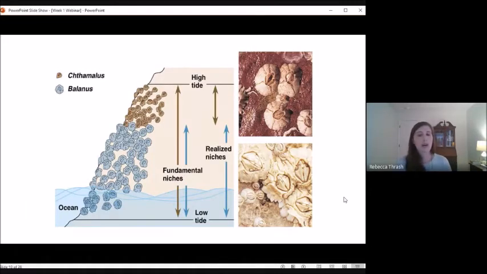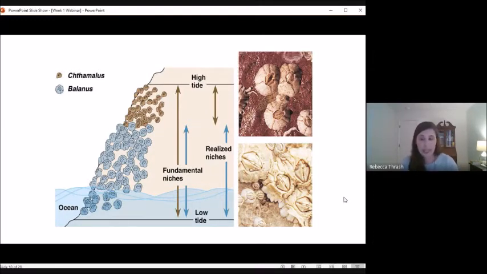So when we talk about a niche, that's just the where and the what they're doing, but, like with the range of tolerance, there is also the theoretical reach of a species' niche. So what could they possibly occupy? Where could they possibly be found? And then there's the ecological reality of where they actually are.